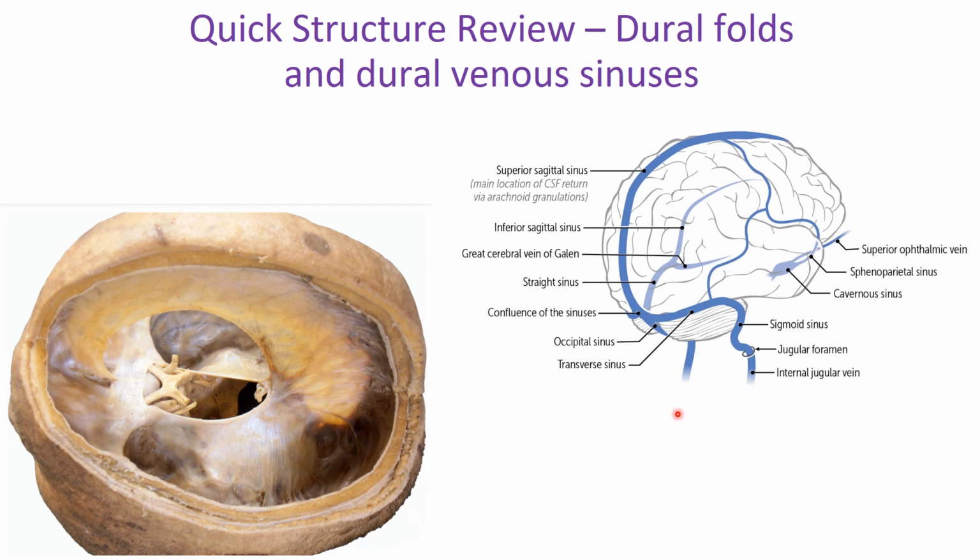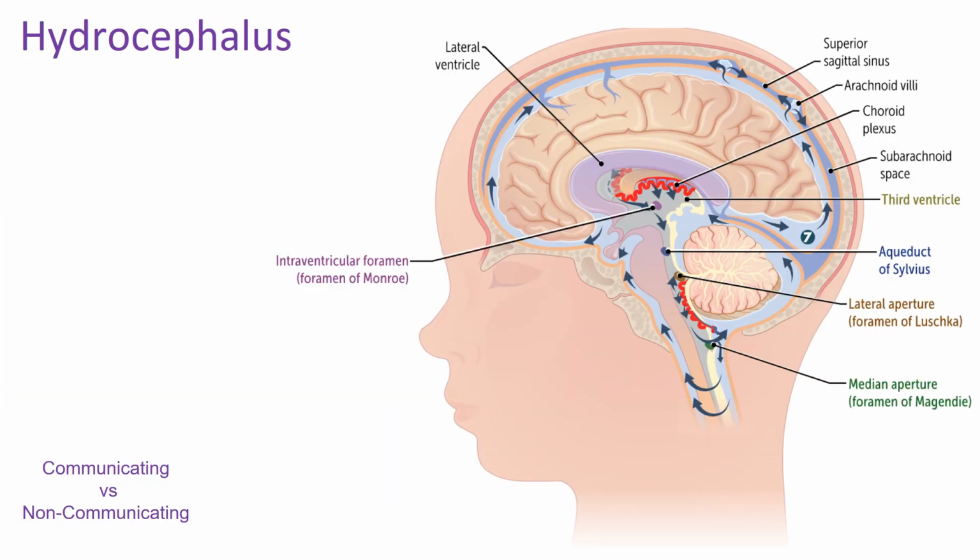So the most important thing to take away from this is that, in general, CSF is going to flow from the superior sagittal sinus down to the confluence, transverse, sigmoid, into the internal jugular vein. The end goal of the cerebrospinal fluid is to get into the venous system to circulate and be reuptaken throughout the body. The reason that it's important to know the pathway of cerebrospinal fluid is because of hydrocephalus.